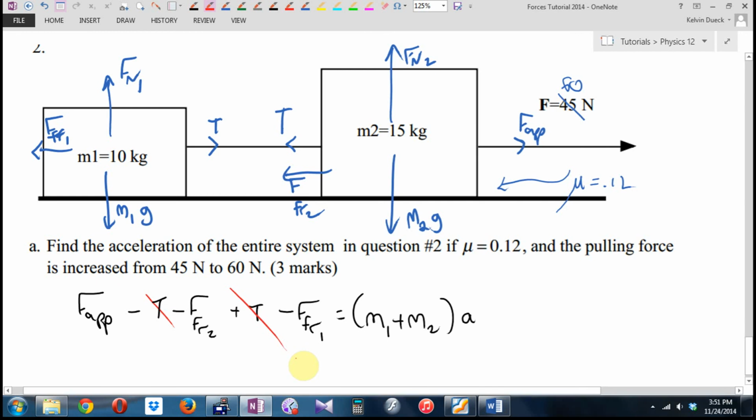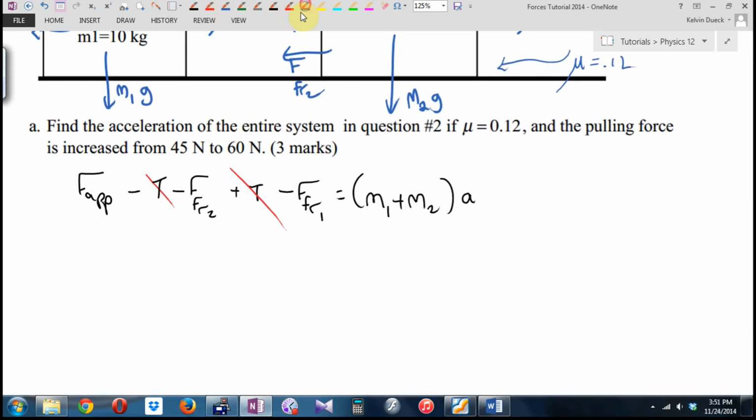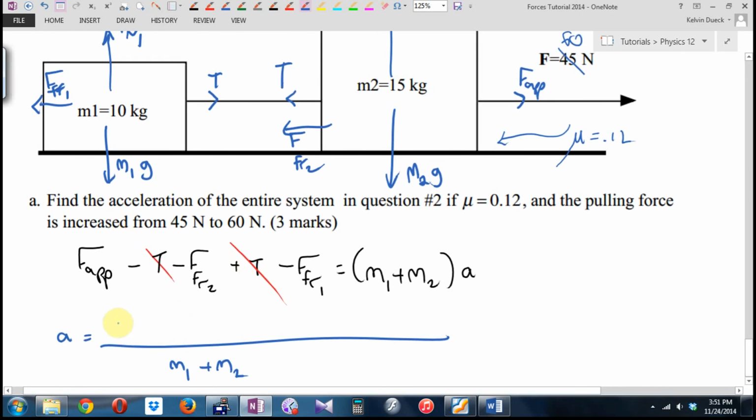How would I get the A by itself? Okay. Are you ready? We're coming. Can you feel the anticipation? Divided. Okay, so if I hear you correctly, you're saying A is going to be this whole thing divided by that, right? Which is going to be the applied force, which I think I said was 60. Yeah. 60 minus friction force 2 is going to be what times what? Mu times the normal force, but in this case, what's the normal force equal to?